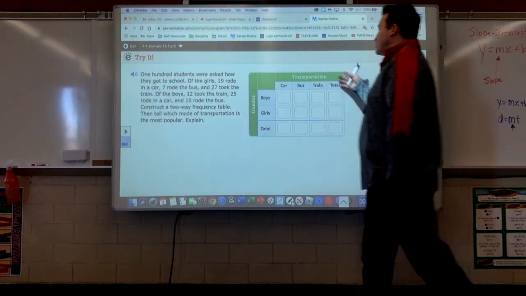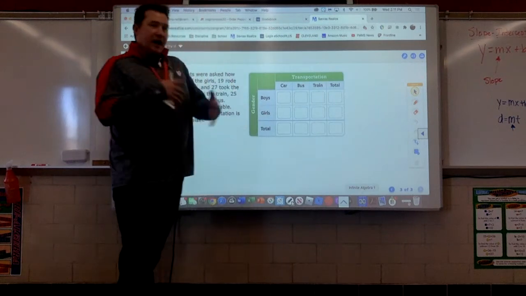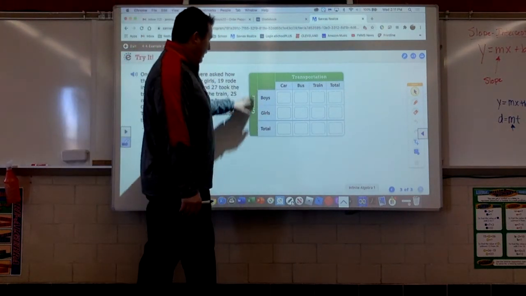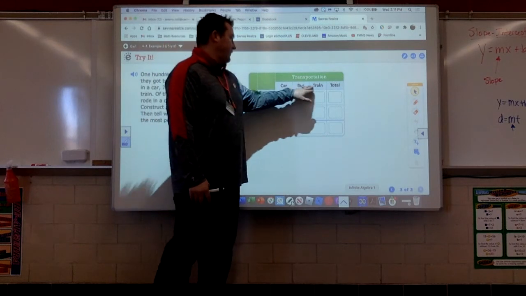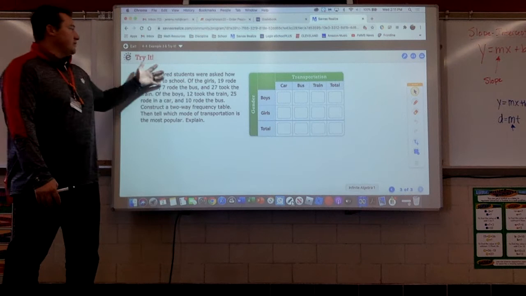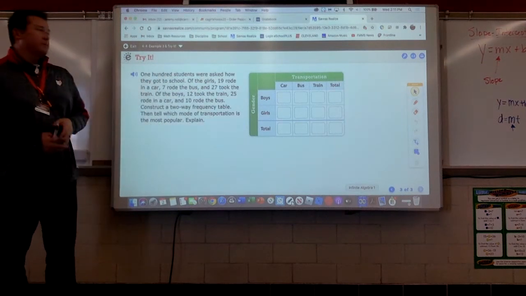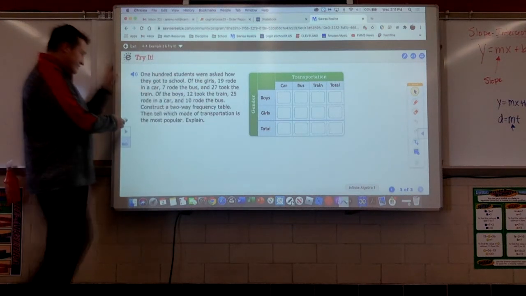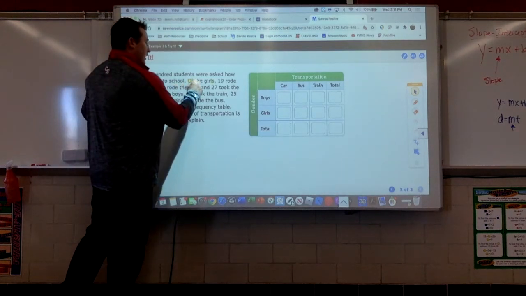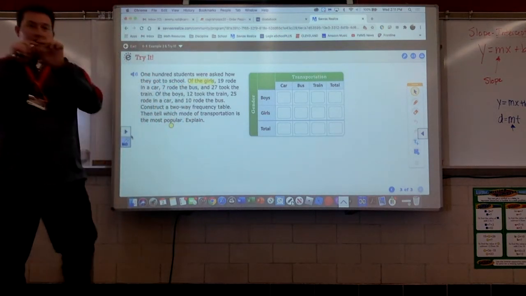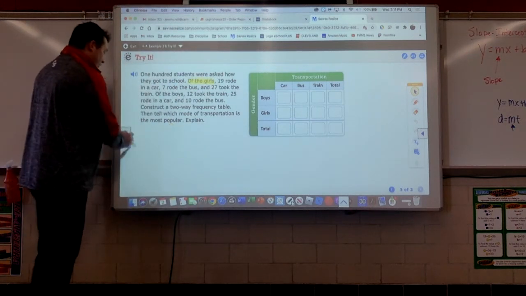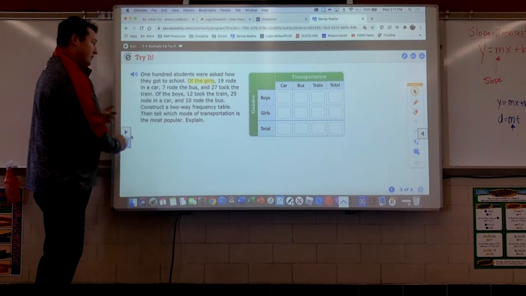Alrighty. Our turn to fill in. Again, not a bad idea to just take a look at your two-way table, see what's going on. We've got boys and girls over here. We've got cars, buses, and trains. And we've got to fill in how people get to school. First thing it says, of the girls. That means we are going to be in the girl row for this one, because they're going to give me a whole bunch of numbers here.